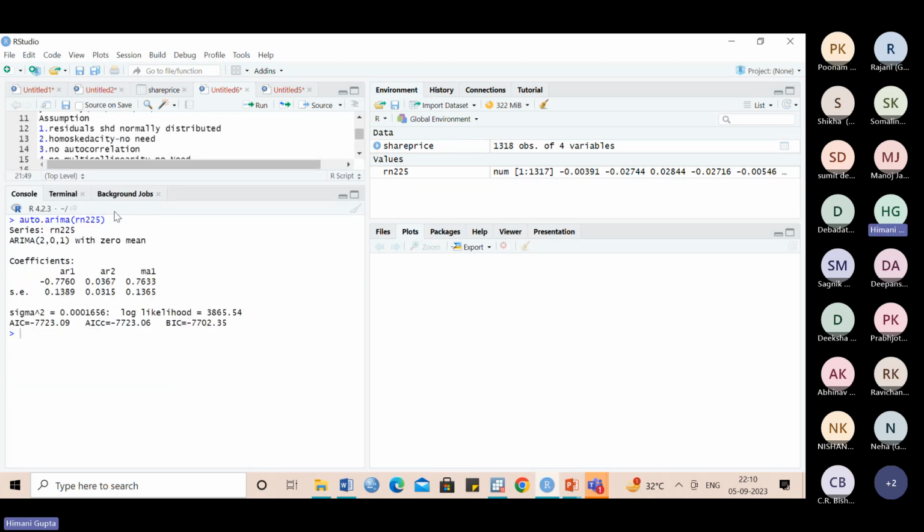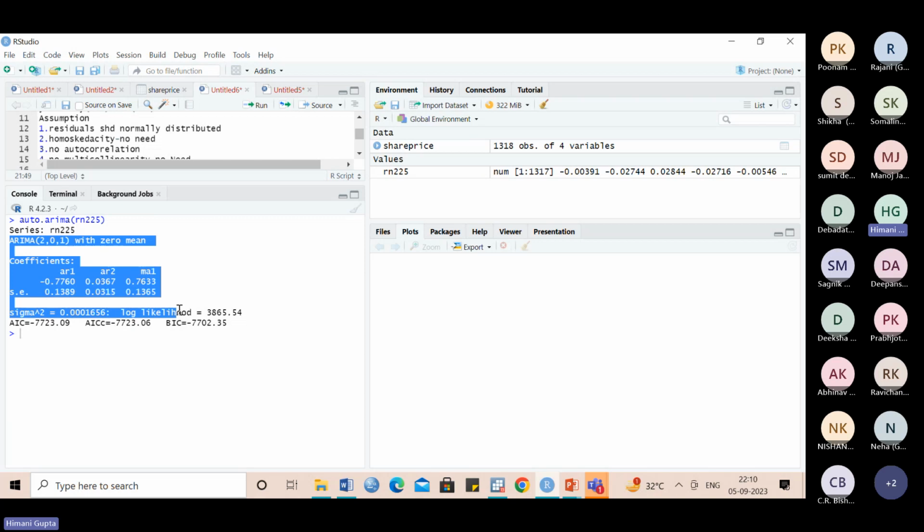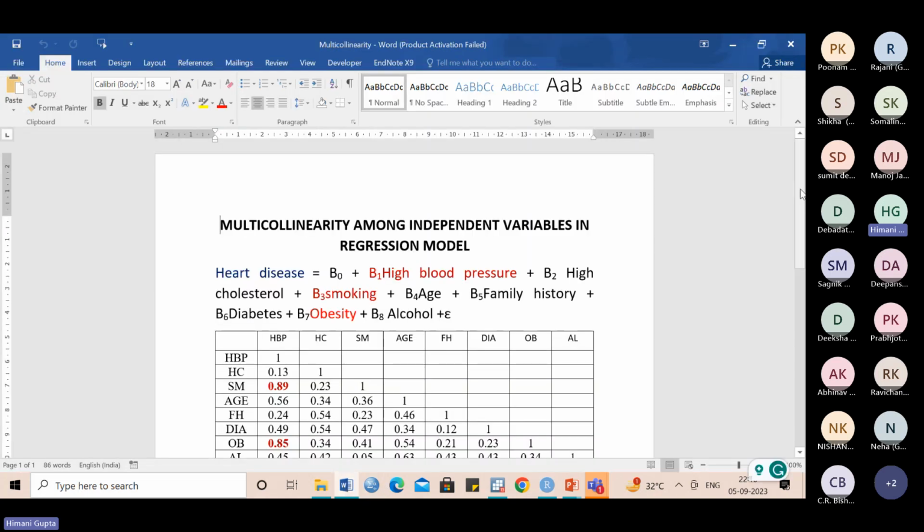Okay, now R has given me this model. You can write in your paper that this is my best model, or I can just copy paste it and write it. Let me do it. I'm just copy pasting and let me write it over here.